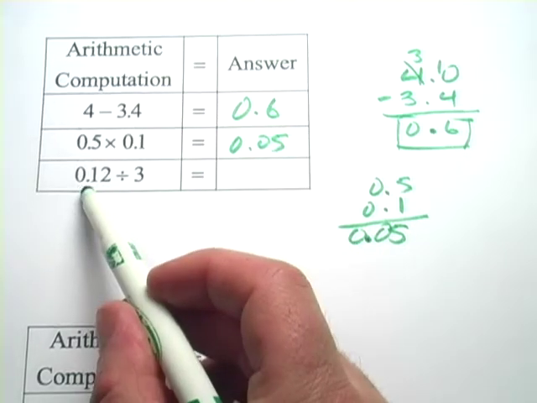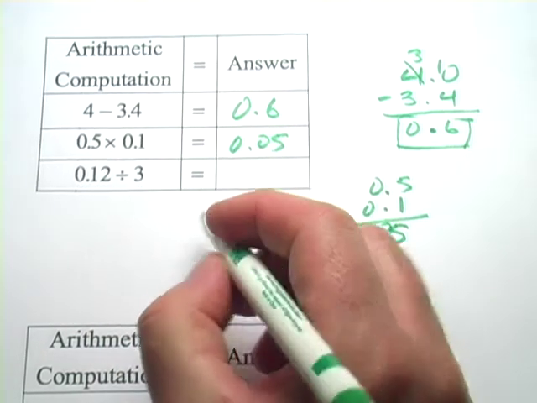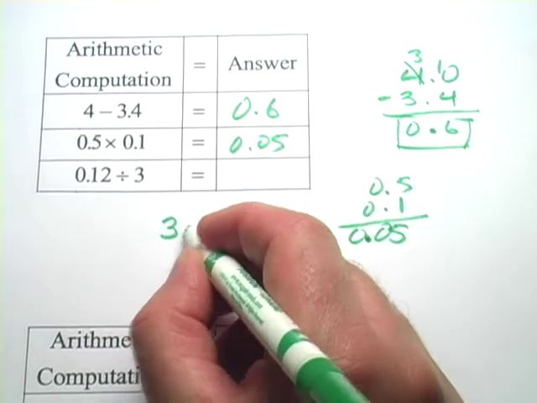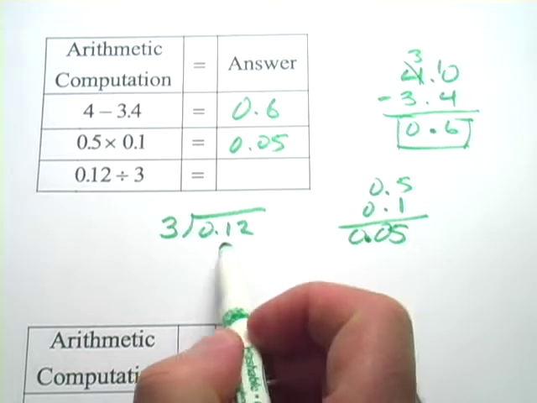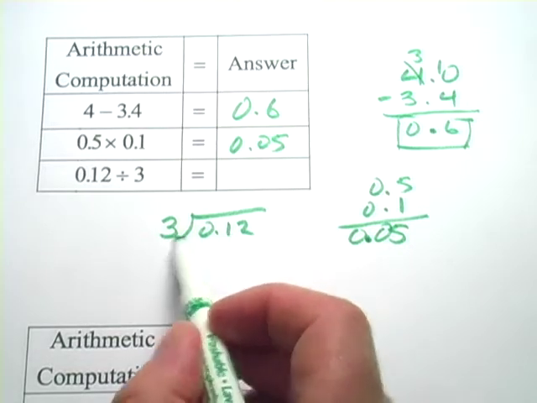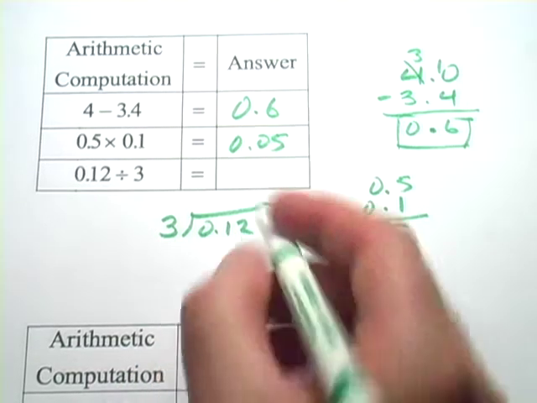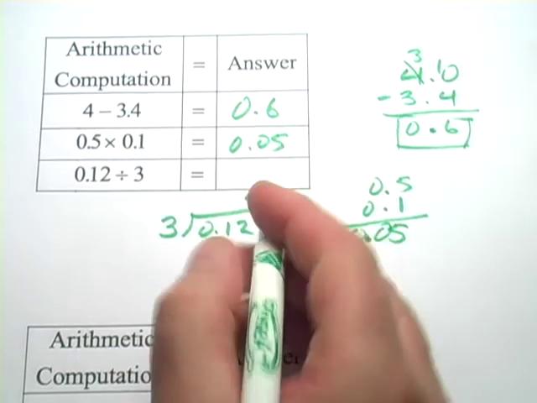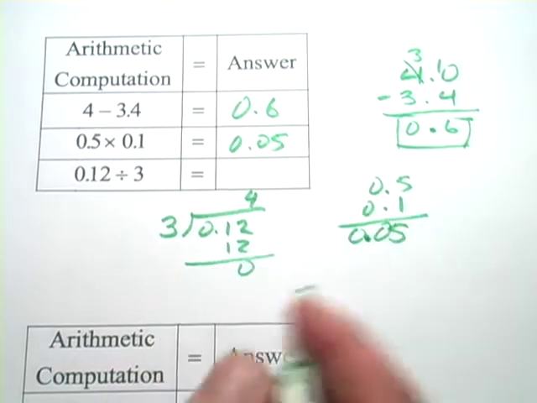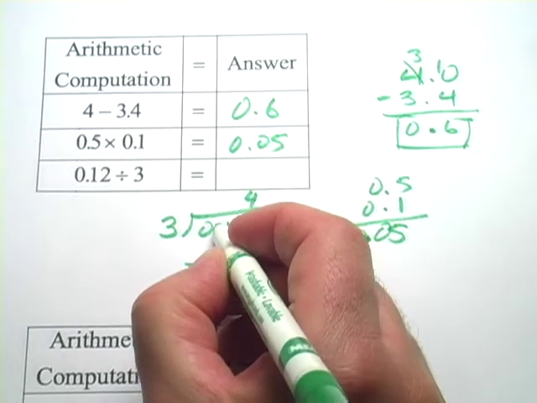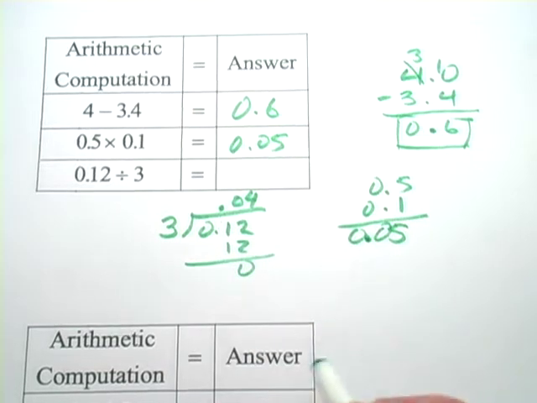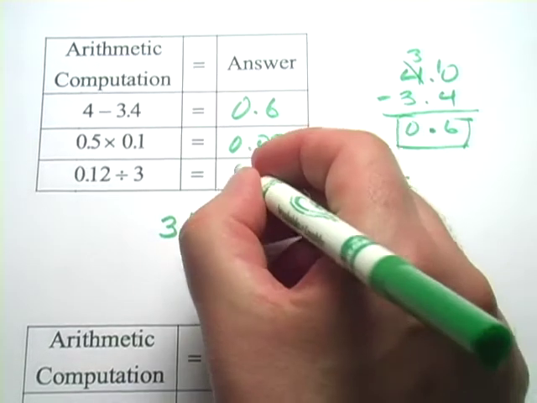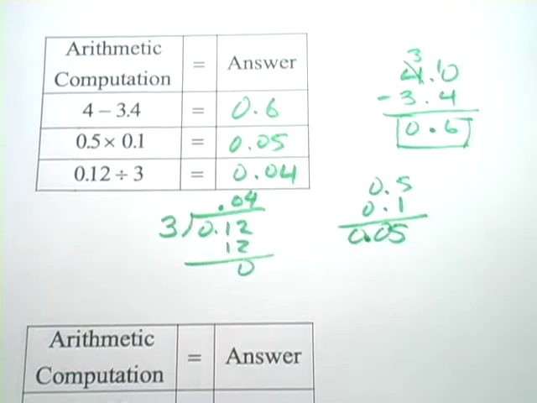And then here we have 0.12 divided by 3. I'm going to set this up like a normal division problem. Again, I'm going to ignore that 0 there, and how many 3's go into 1? Well, none. How many 3's go into 12? That's 4, so I know that. So 3 times 4 is 12, and this comes out even. And then I'm going to bring my decimal point up here, and I notice I've got a place, and I have to fill that in with a 0. So 0.12 divided by 3 is 0.04.